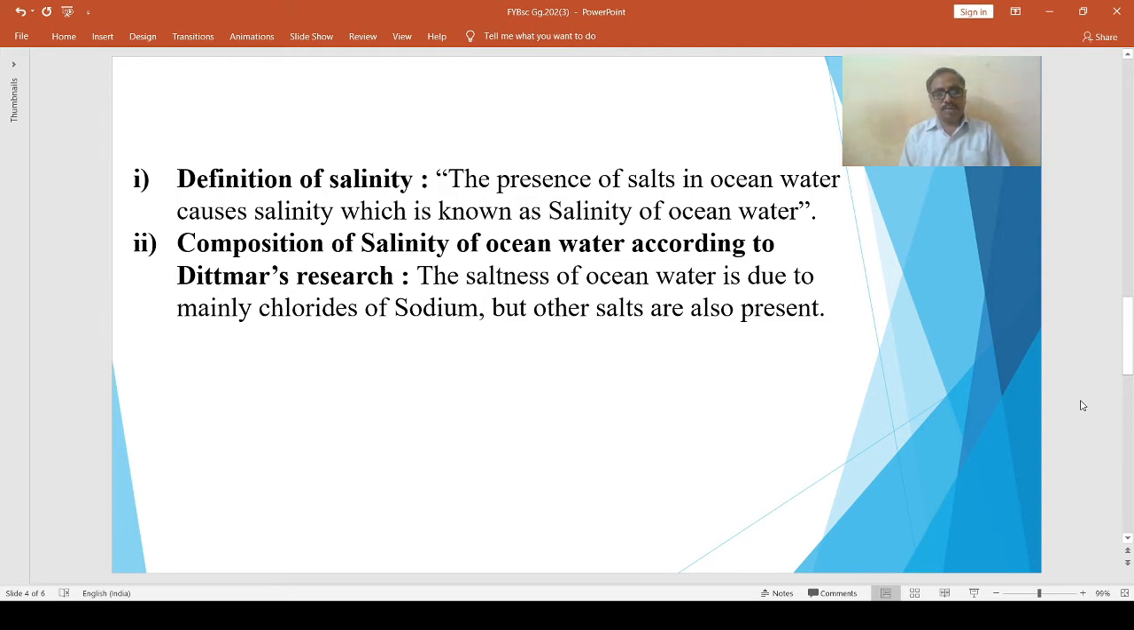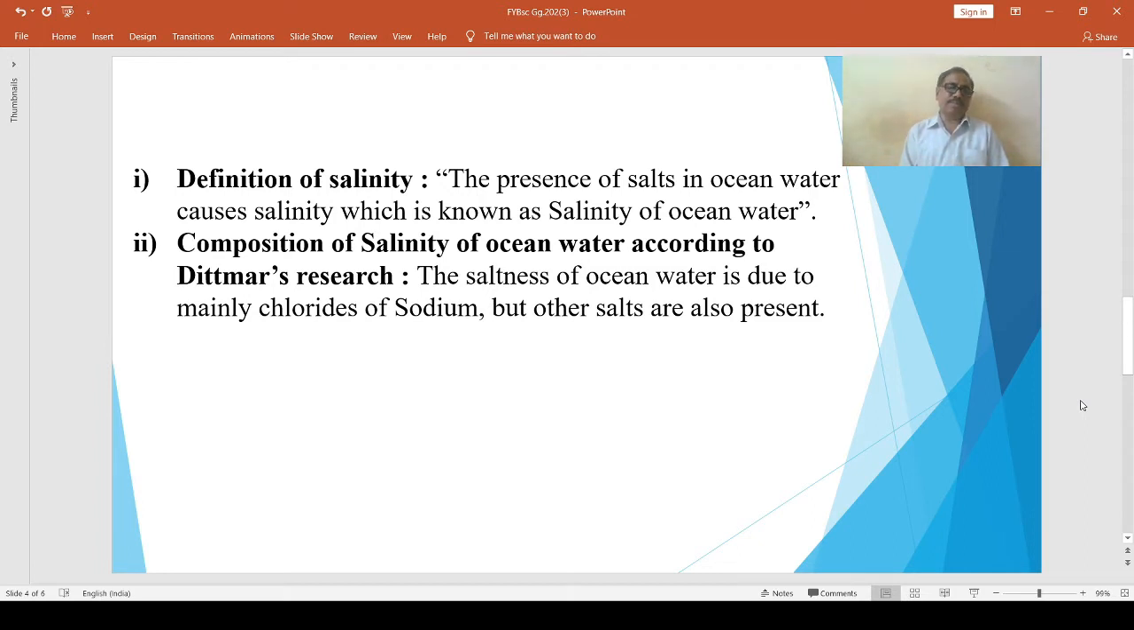The percentage of magnesium chloride in ocean or seawater is 10.9, and it accounts for 3.80 grams. Then magnesium sulfate. The percentage is 4.7, and in grams it is 1.65. Then calcium sulfate. The percentage is 3.6, and in grams it is 1.26.